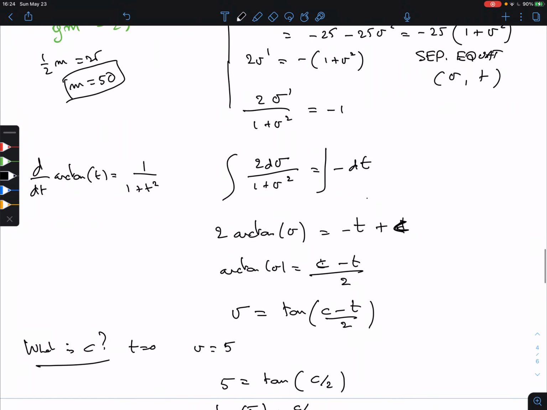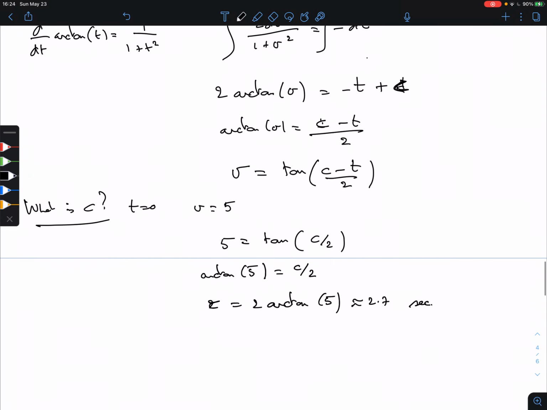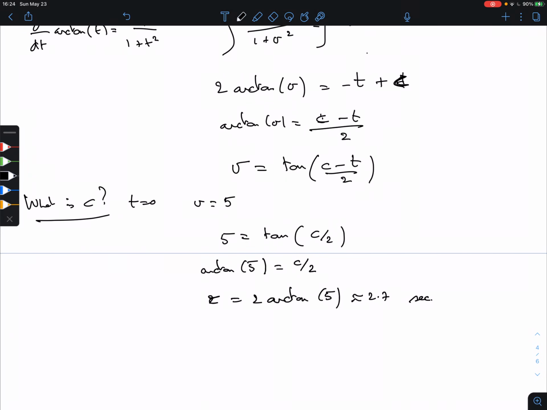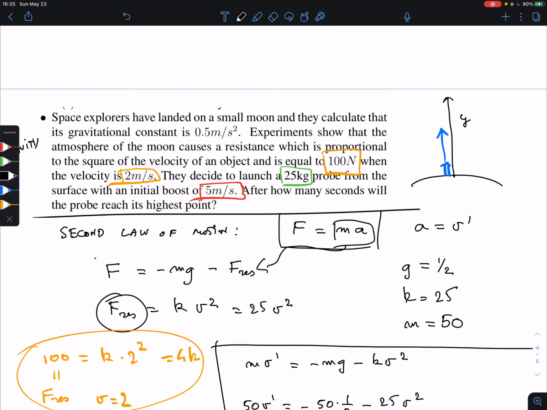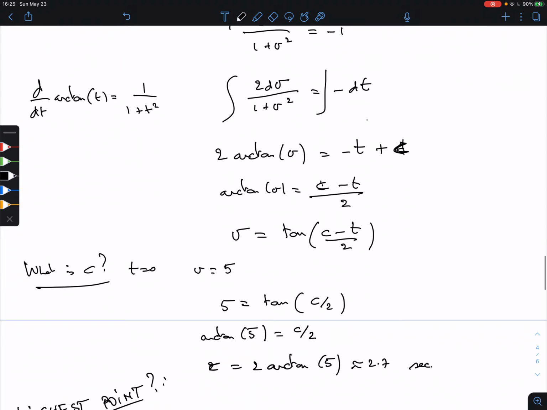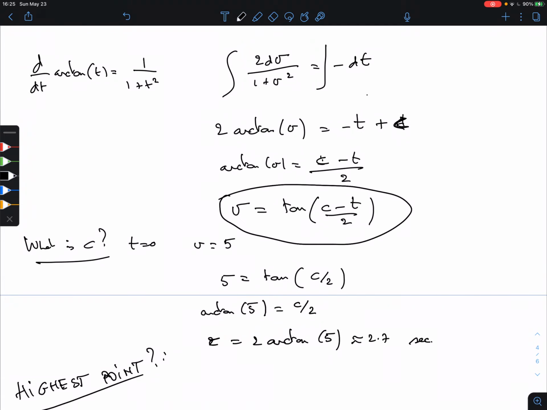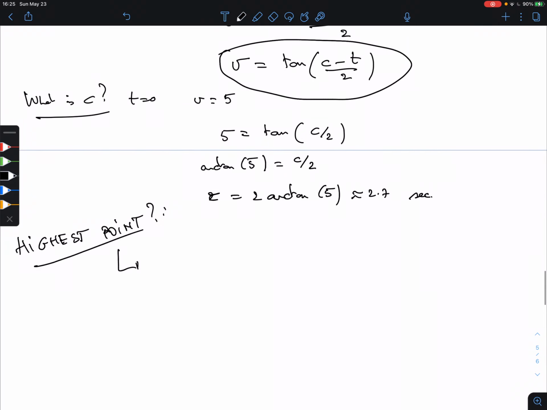Okay, here we are. Now the question was, at what time will it reach its highest point? Let's see what happens after it reaches the highest point. It's falling down, right? Then its velocity will become negative. So the velocity should be positive until it's at its highest point, and then the velocity becomes negative. In other words, the highest point is reached when the velocity is 0.